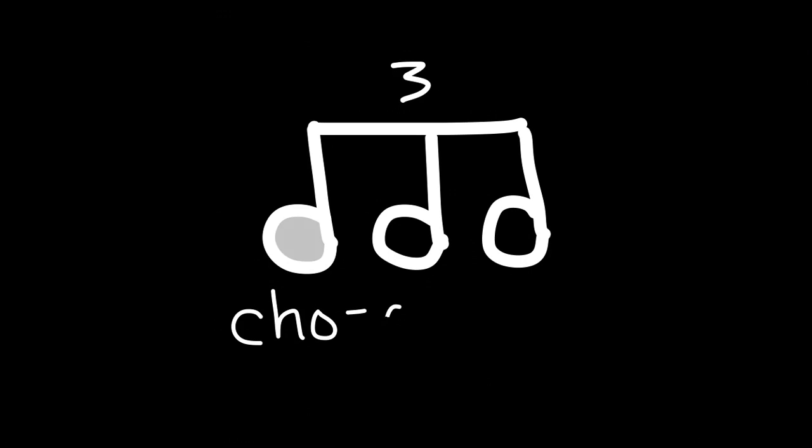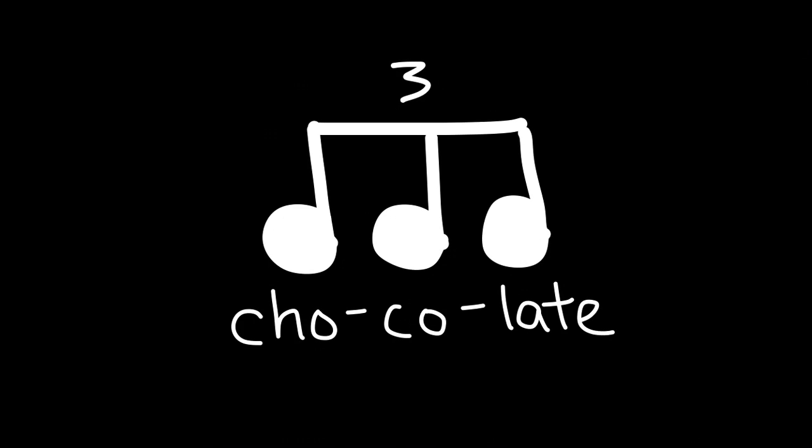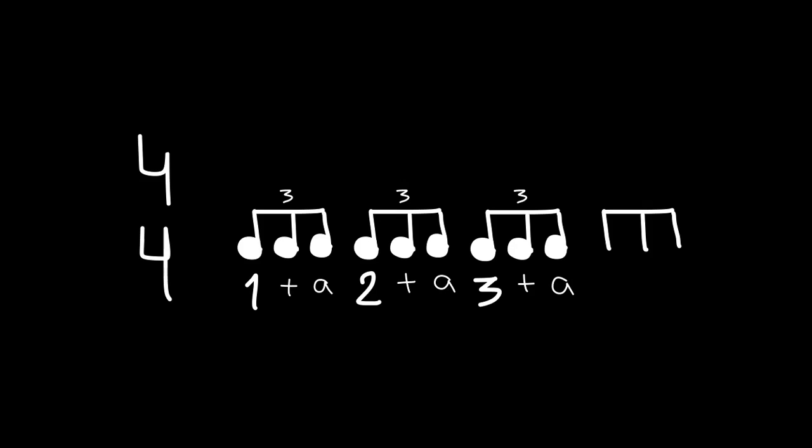Another fun way to count triplets would be chocolate. So that's chocolate, chocolate, chocolate. The only downside to this way of counting is that you cannot keep track of which beat you are on. Here is the last way that I like to count triplets. It is 1 and 2 and 3 and 4 and. This way you can easily write the counts and keep track of the beat.